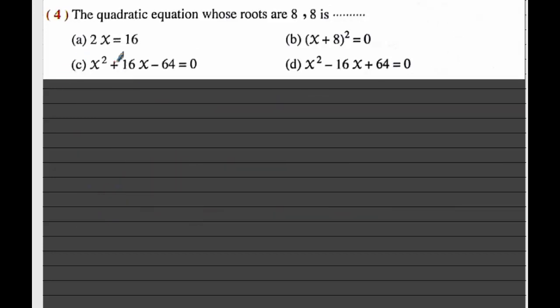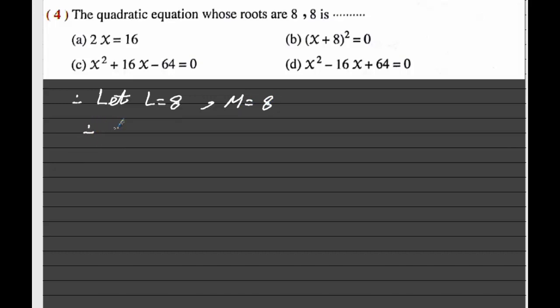Question number 4. The quadratic equation whose roots are 8 and 8 is one of these: 2x equals 16, (x plus 8) all squared equals 0, x squared plus 16x minus 64 equals 0, or x squared minus 16x plus 64 equals 0. Let L equals 8 and the second root M also equals 8.